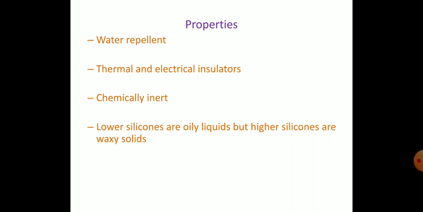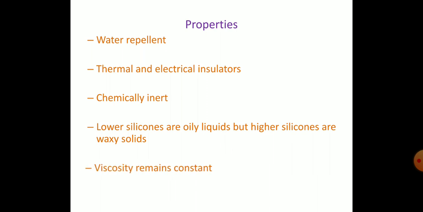Then property number 4 is about the physical state of silicones. The lower members of silicones, in the sense molecules which possess a smaller number of silicon atoms, are called lower silicones. And the lower silicones are oily liquids, but higher silicones are waxy solids. When the number of silicon atoms increases, they will look like a solid. This is property number 4.